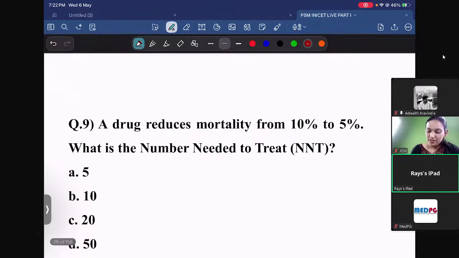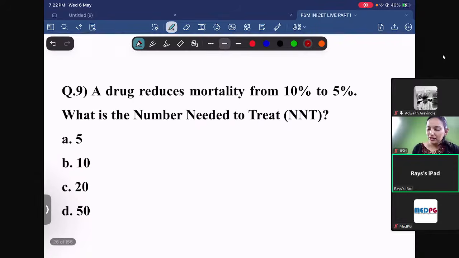Moving on to the next question. A drug reduces mortality from 10% to 5%. What is the number needed to treat? What is NNT? We are talking about an RCT and your question is NNT. We have two terms, NNT, that is number needed to treat, and you have something called NNH, that is number needed to harm. We'll see what these two are quickly.